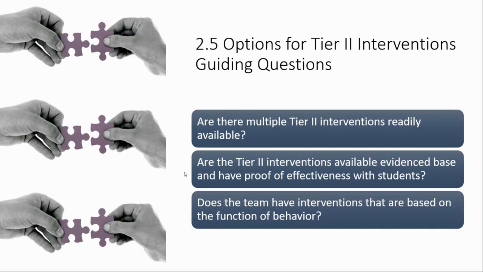Are the tier 2 interventions available, evidence-based, and have proof of effectiveness with students? So again, it is very important that whatever interventions you have in place, there are some tier 2 interventions that are available. And does the team have interventions that are based on the function of behavior? So there are some videos on the Western Ohio PBIS Network podcast YouTube channel that you will be able to use to help you understand how to match students to those appropriate interventions and how to understand the function of behaviors.